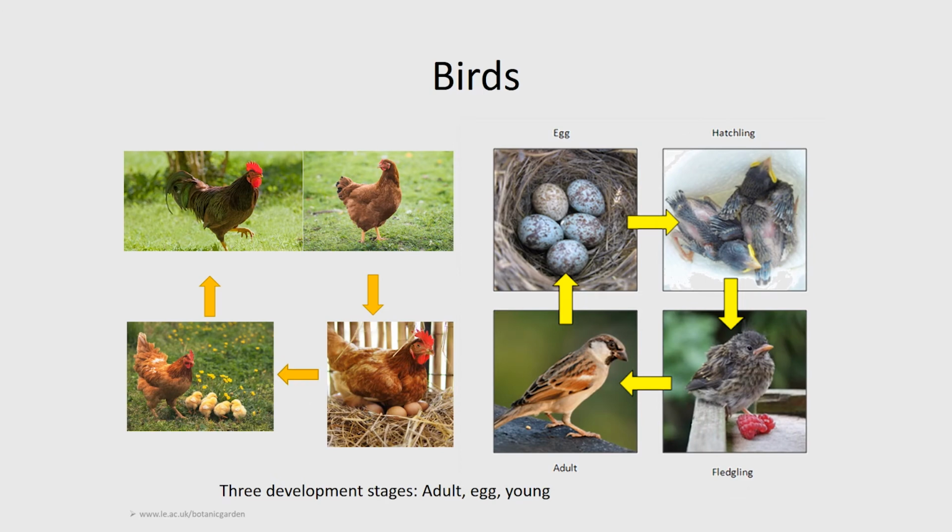Birds lay eggs. These eggs hatch and the young grow into adults, as you see in the examples of the chicken and the sparrow. However, don't be confused. If you eat hen eggs, these are not fertilised. For there to be a young chick inside, then a male chicken known as a cockerel must have fertilised the eggs.